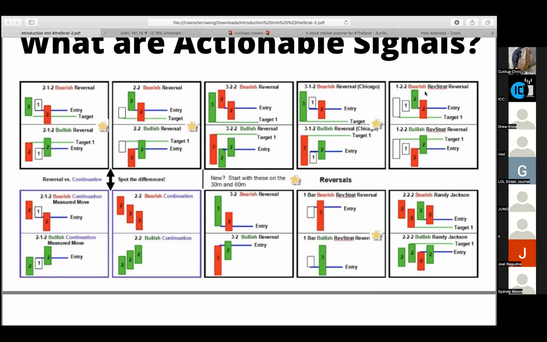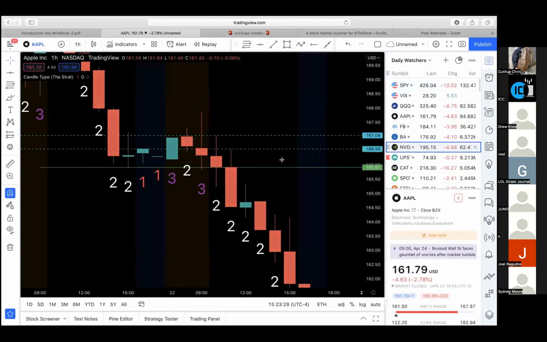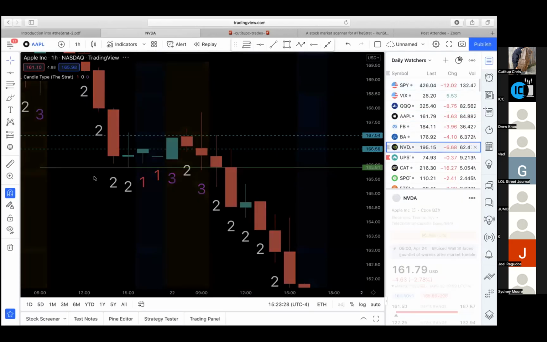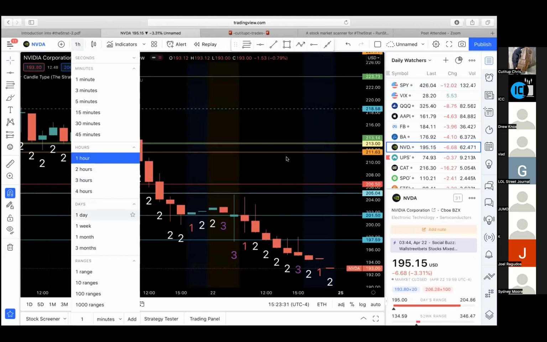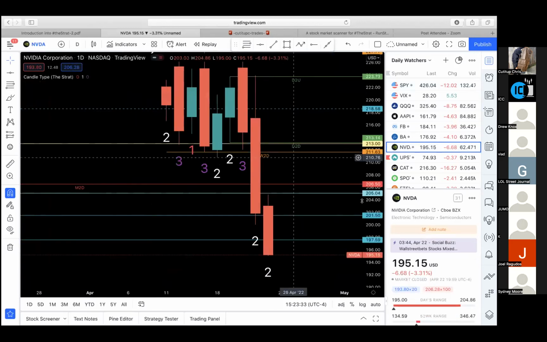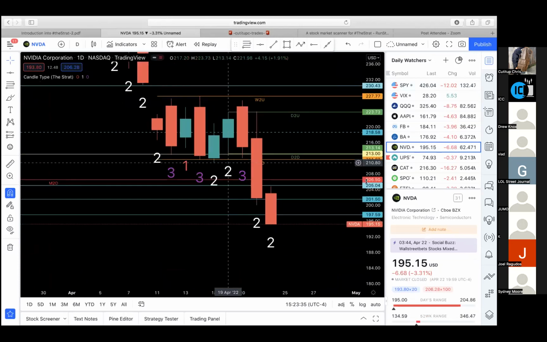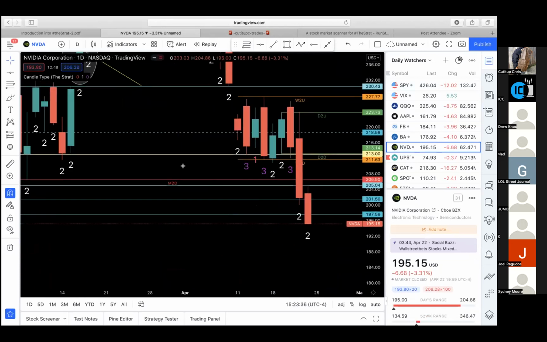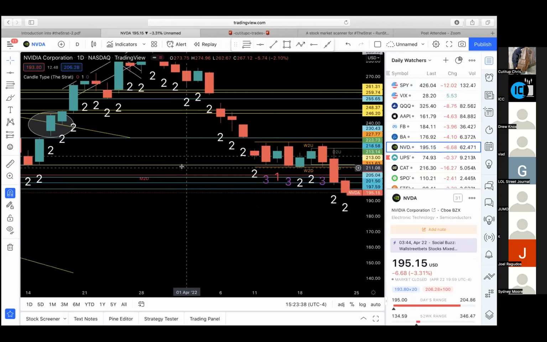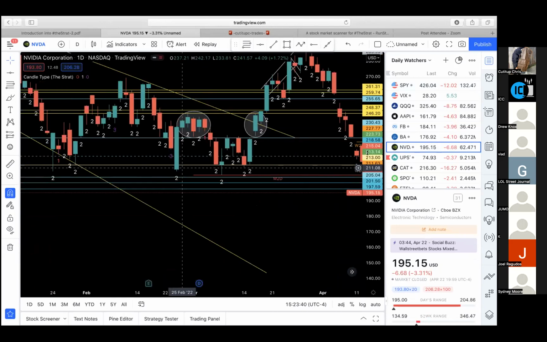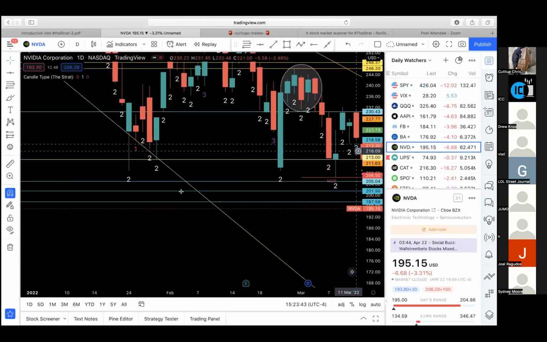So I'm trying to see, do we have any red 2 downs or 2 ups or green 2 ups? I'll see if I can find an example real quick. Oh, okay, right here. Look.